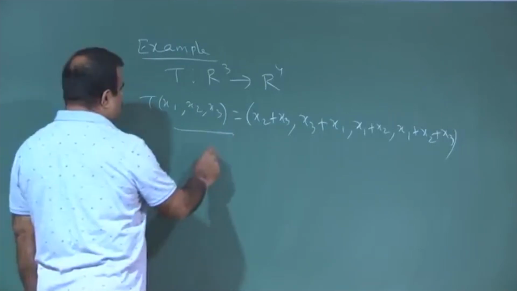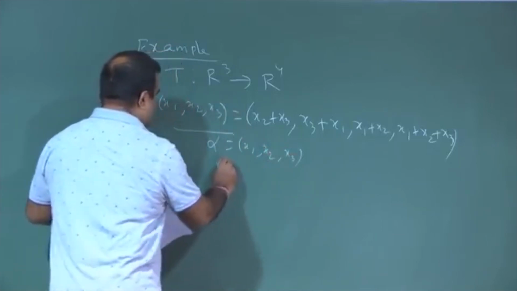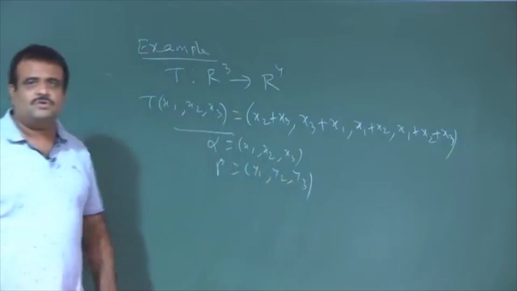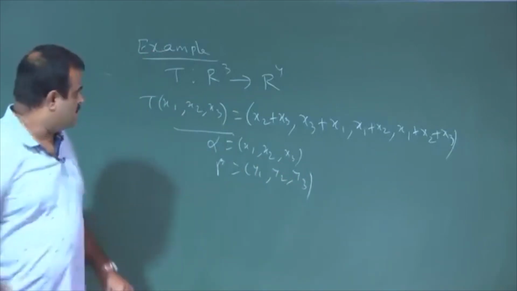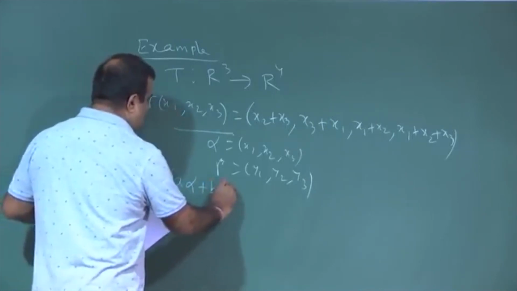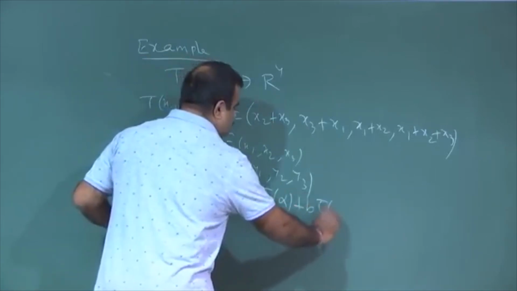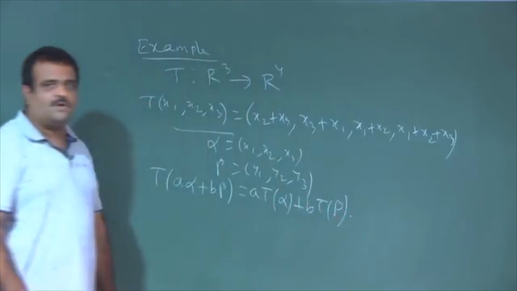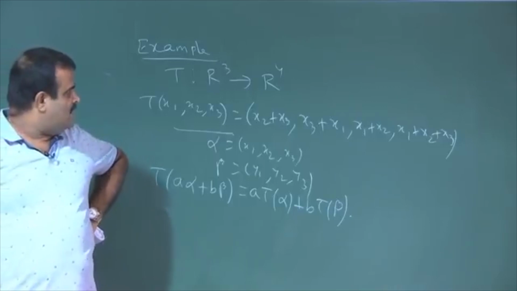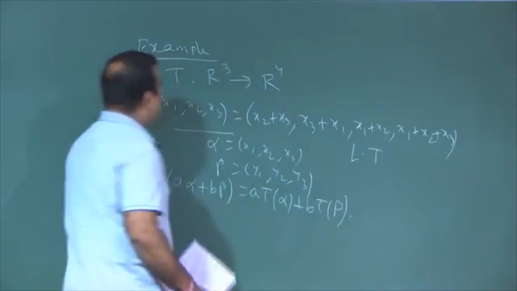Basically, we need to take two vectors, alpha equal to (x1, x2, x3) and beta equal to (y1, y2, y3). Then we need to show that T of A alpha plus B beta is equal to A T alpha plus B T beta, for any two real numbers A, B. If we can show this, then we are done. So, this I leave as an exercise. This is a linear transformation from R3 to R4.